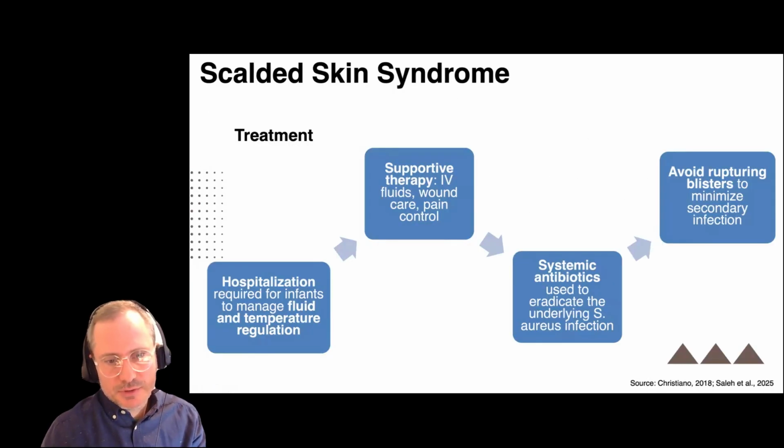As far as treatment is concerned, hospitalization is often required for infants and babies. Supportive therapy can include IV fluids, wound care, and pain control. Systemic antibiotics can also eliminate the underlying S. aureus infection. Blisters should not be ruptured, and that's to help prevent secondary infection.